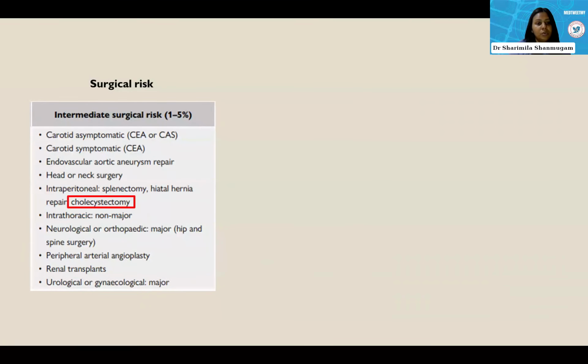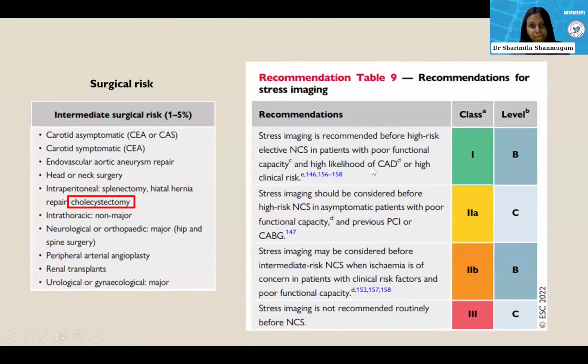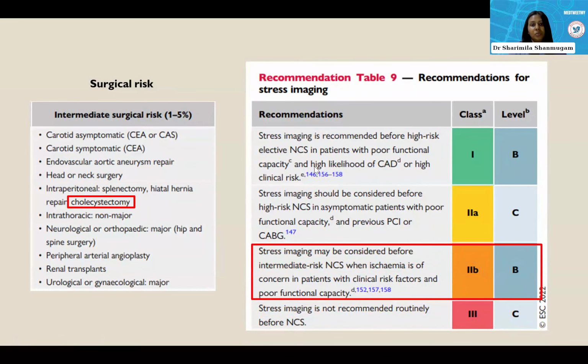So surgical risk for cholecystectomy is intermediate risk, 1 to 5%. For him, it was whether or not he's 70 years old, right? ECGs don't actually help later. So in this case, we decided on a nuclear stress test. A stress test is recommended before high-risk elective non-cardiac surgery in patients with poor functional capacity and high likelihood of coronary artery disease.